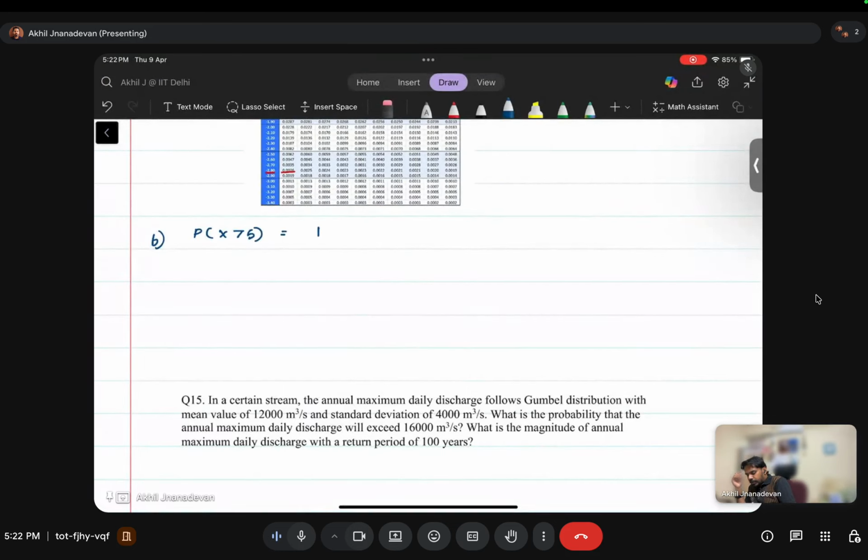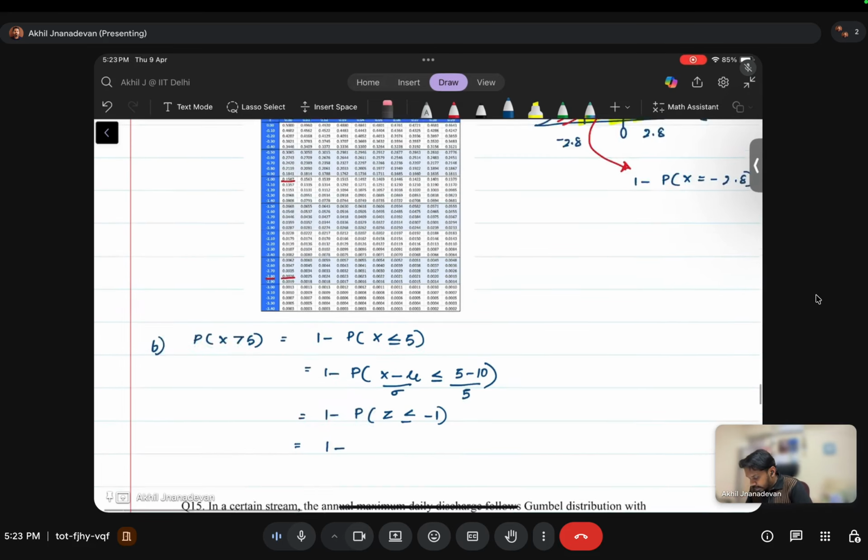That we can write as 1 minus P of x less than or equal to 5, right? So we can write it as 1 minus P of (x minus mu) by sigma. We have to convert it to standard normal variates, right? It's equal to (5 minus 10) by 5. So that is 1 minus P of z less than or equal to minus 1, right?